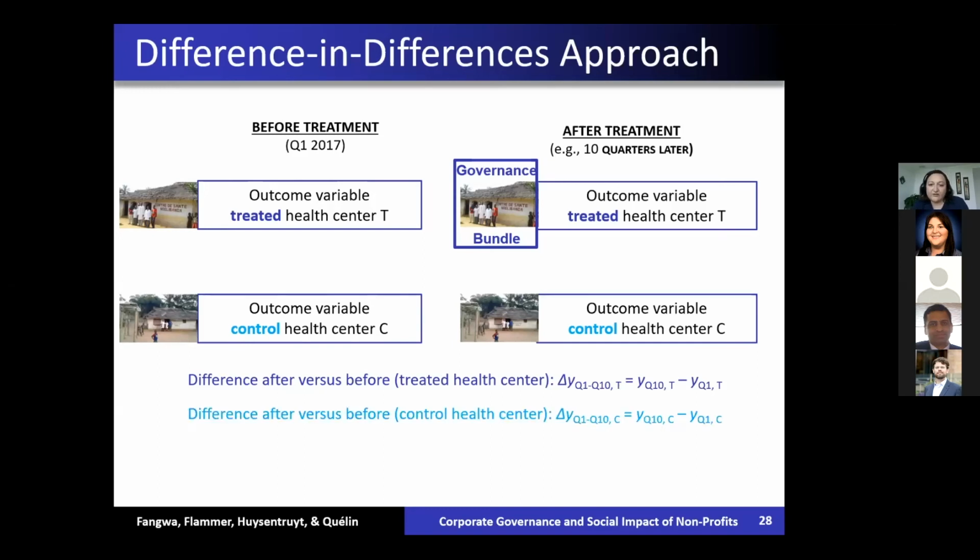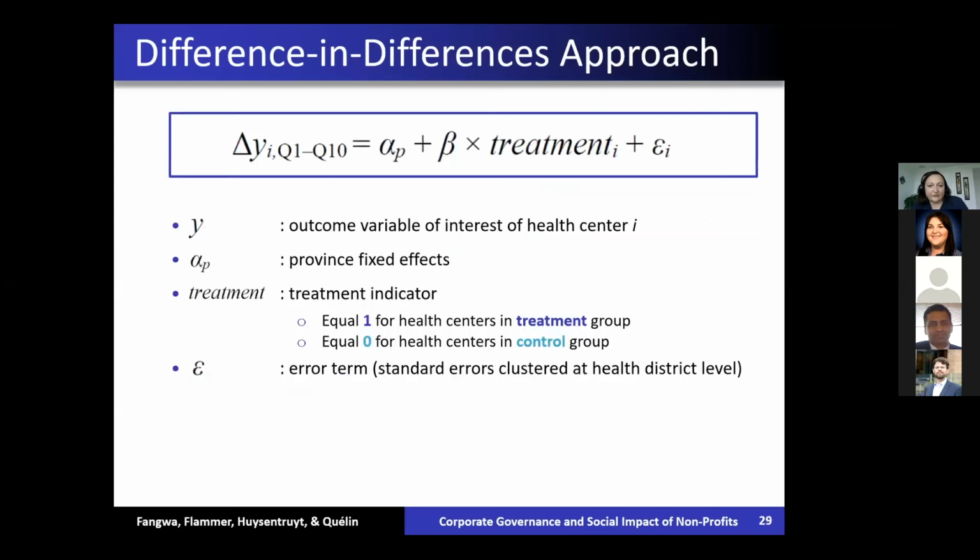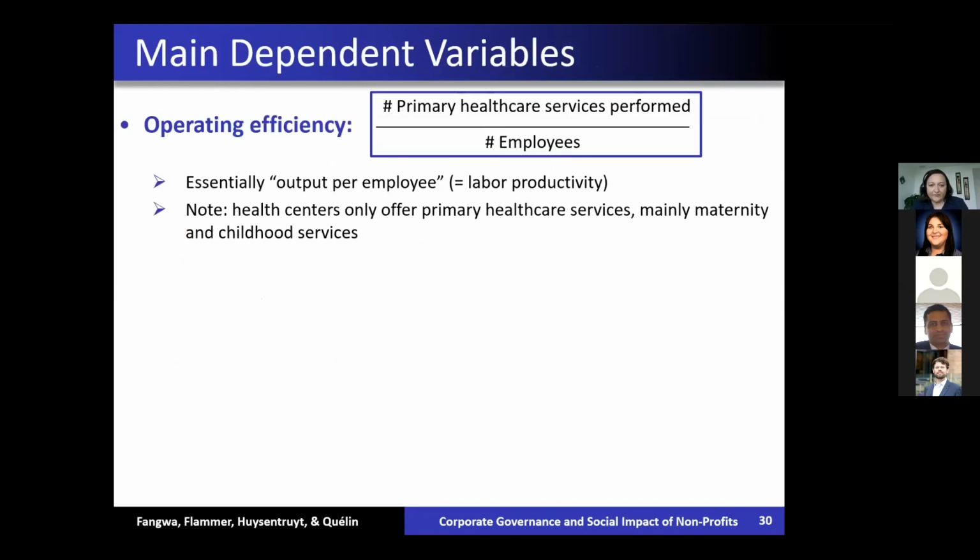Again, we compute the difference in Y before versus after, and finally, we compute the difference between these two differences. So this methodology can be implemented by estimating the following regression. On the left-hand side, we have the change in the outcome variable Y. On the right-hand side, we have province fixed effects, treatment, which is a treatment indicator that is 1 for health centers in the treatment group, 0 for health centers in the control group, and epsilon is the error term.